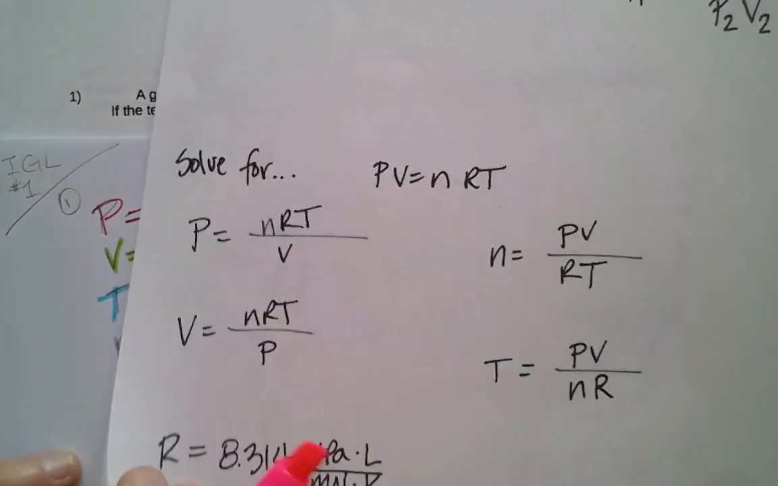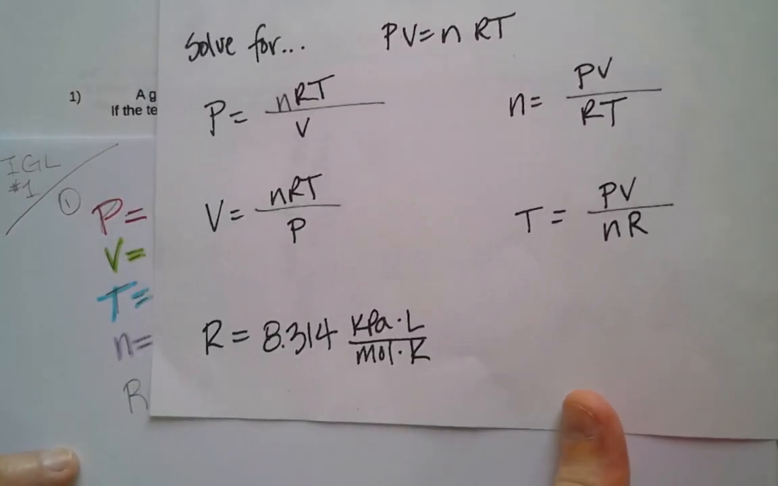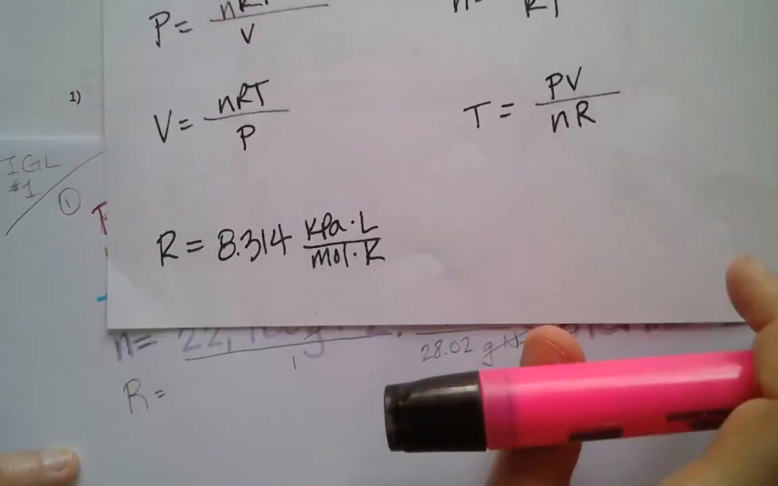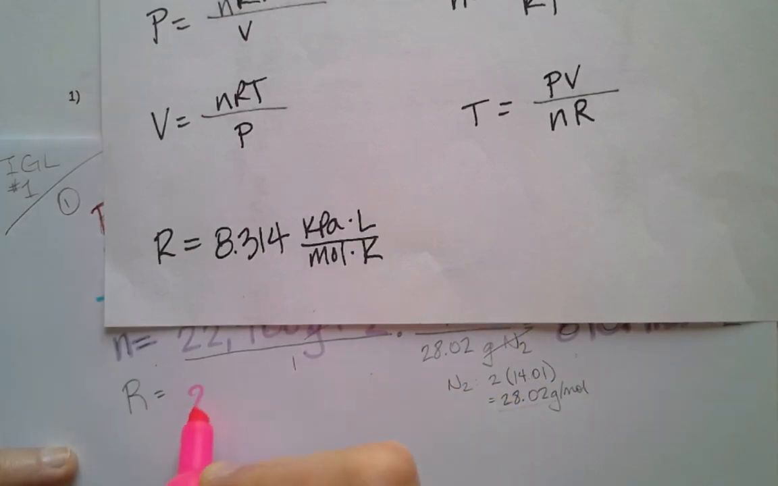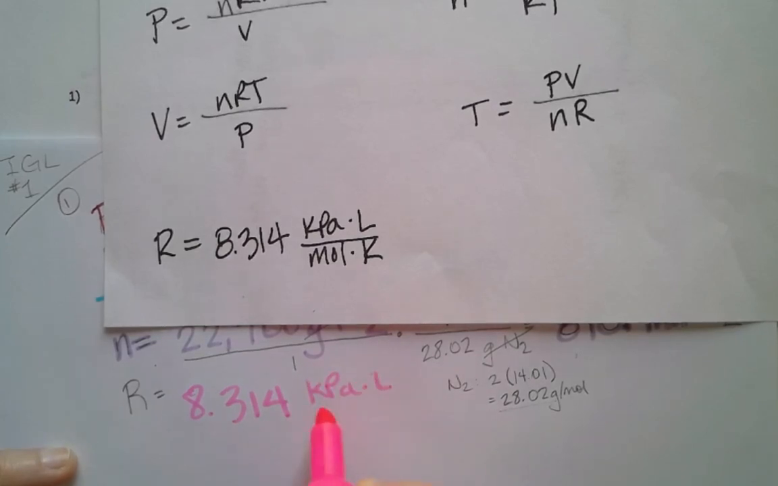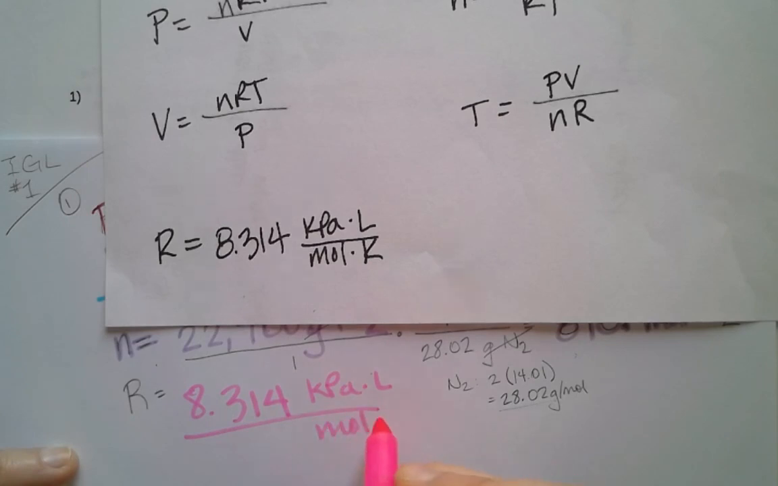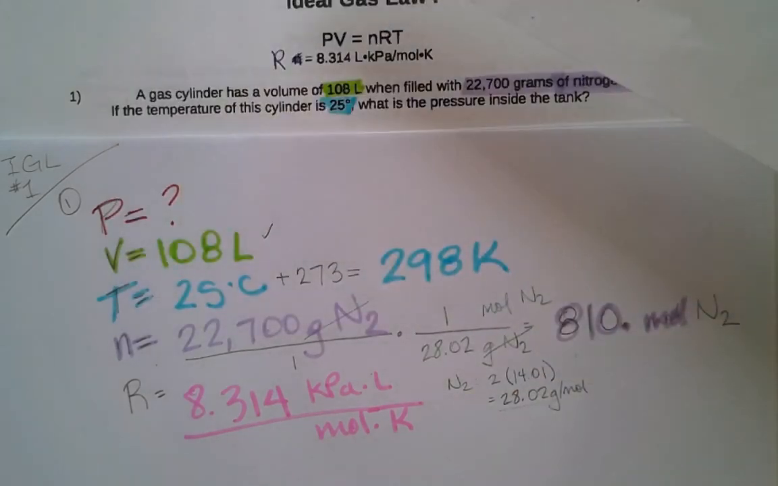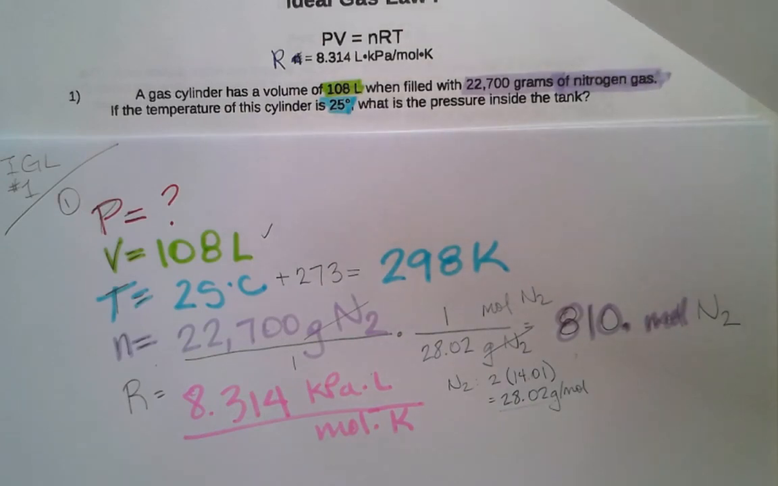R is 8.314 kPa times liters divided by moles times Kelvin. Okay, that's your setup. But setup is often the most laborious of your 3 steps.